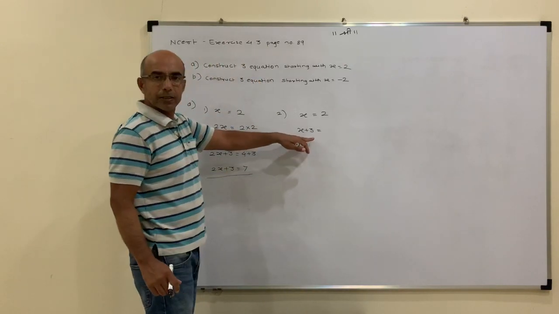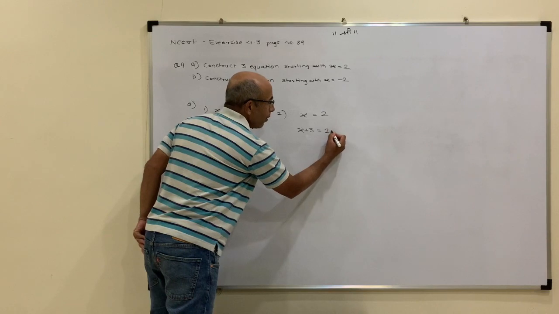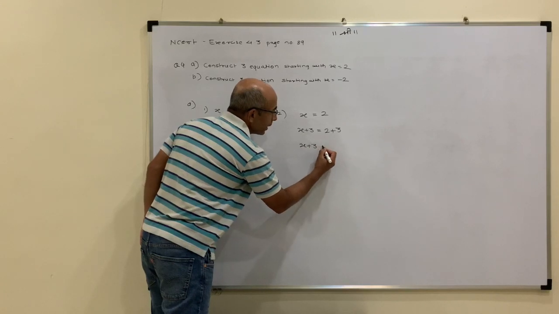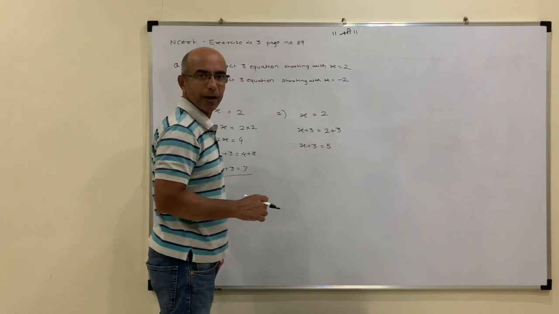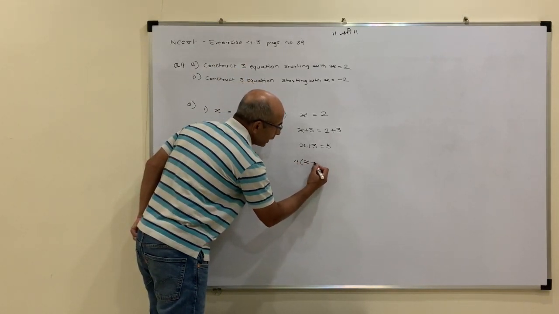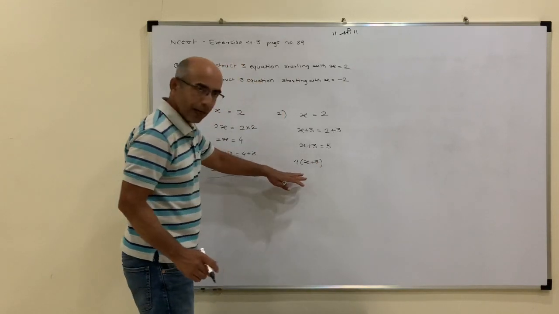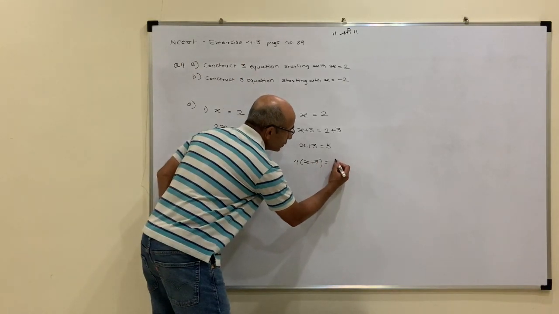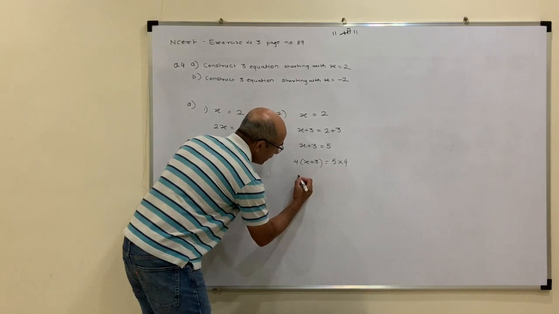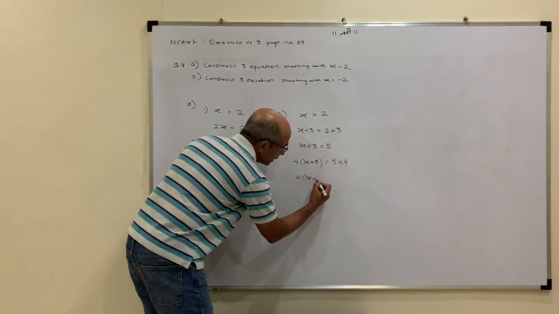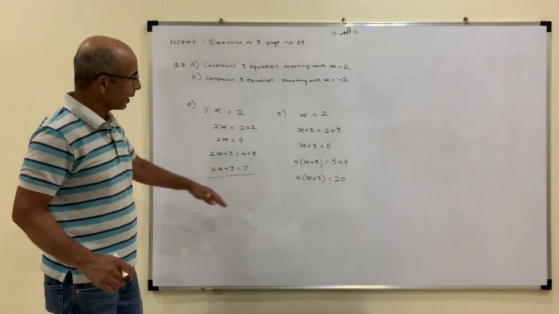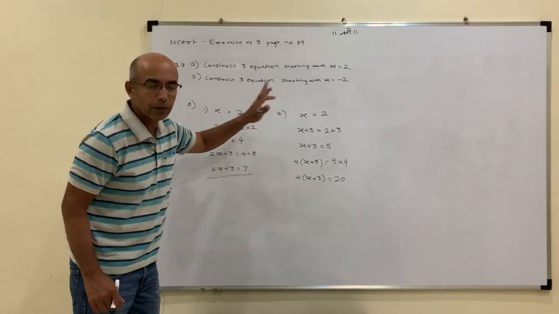Since I have added 3 to x, I need to add the same number on the right hand side. So my next step will be x plus 3 equals 2 plus 3 equals 5. Now I am multiplying 4 to x plus 3. Since I am multiplying on the left hand side, I need to do the same operation on the right hand side. So my ultimate equation will be 4 into x plus 3 equals 20. Now I have constructed this equation from x equals 2.